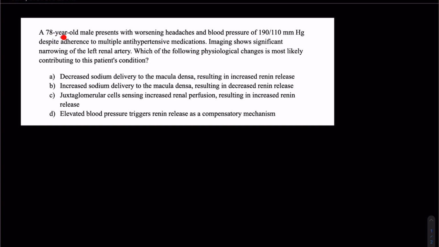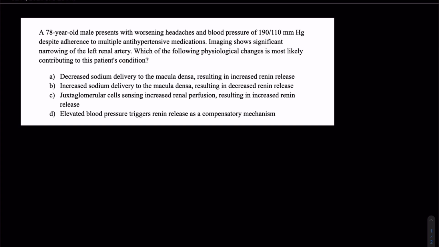So a 78-year-old male presents with worsening headaches and a blood pressure of 190 over 110 despite adherence to multiple antihypertensive medications. Imaging shows significant narrowing of the left renal artery. Which of the following physiological changes is most likely contributing to this patient's condition?